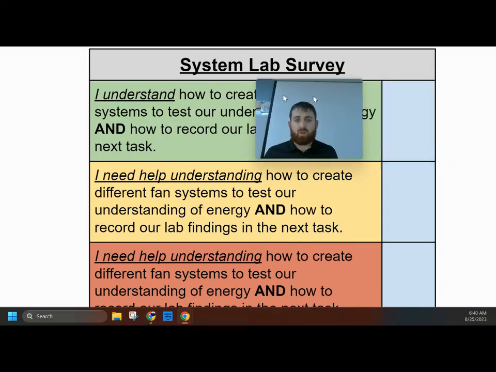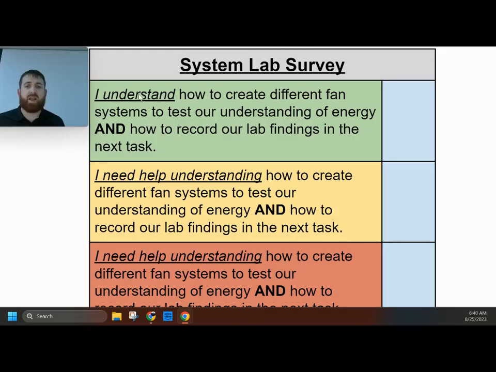So this is our survey that we have for our video. Go ahead and ask yourself, do you understand how to create our different fan systems to test our understanding of energy? And do you understand how to record your lab findings in that next task, or more specifically, that data table? If you put your X in green, it means you understand both. If one of those things is confusing, put it in yellow. If both, red. If you put your X in yellow or red, make sure you either watch the video again, reach out to a peer, or reach out to the teacher.